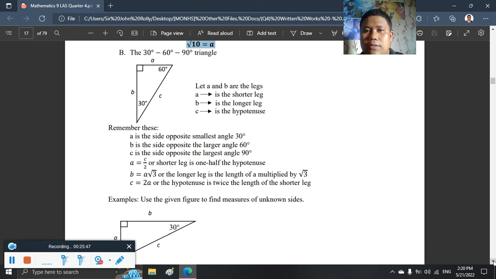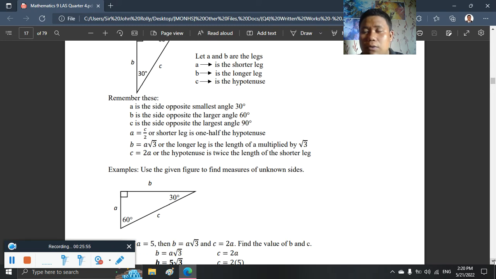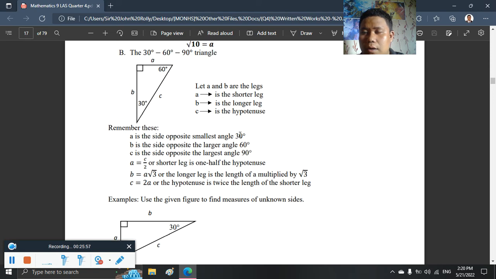Okay, let's go now to the 30, 60, 90 triangle. Okay, i-describe na to balik ang 30, 60, 90 triangle. Ang duha ka acute angle are 30 degrees and 60 degrees. Okay? Then, sige. Balik ta sa 30, 60, 90 triangle. So, let A and B are the legs. A is the shorter leg, B is the longer leg, C is the hypotenuse.